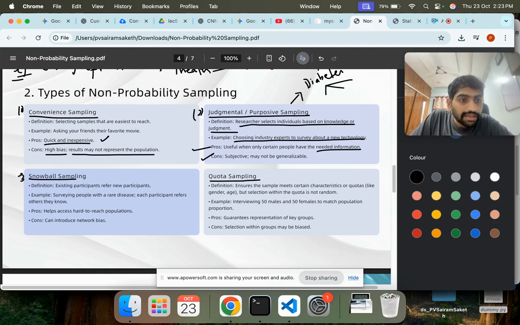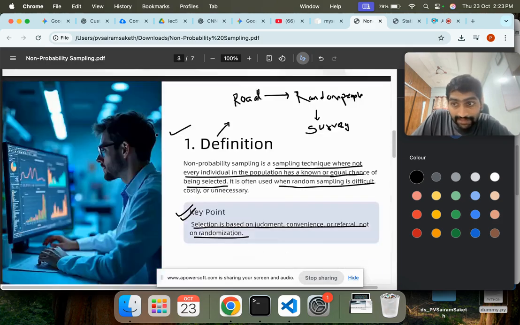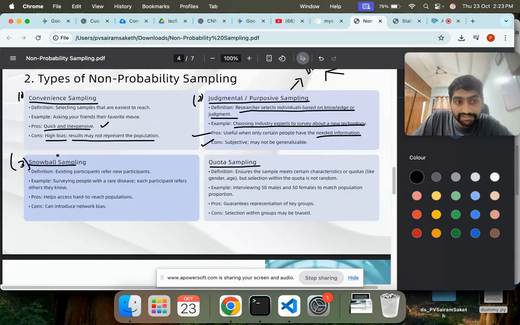The third type of sampling is snowball sampling. Now, what is this snowball sampling? The job example I gave now, that referring thing, comes under snowball sampling. Let's say you are looking for a job. What will you do? You'll apply for the job. After applying, you will get an exam or interview link. After the exam, you will get an interview.